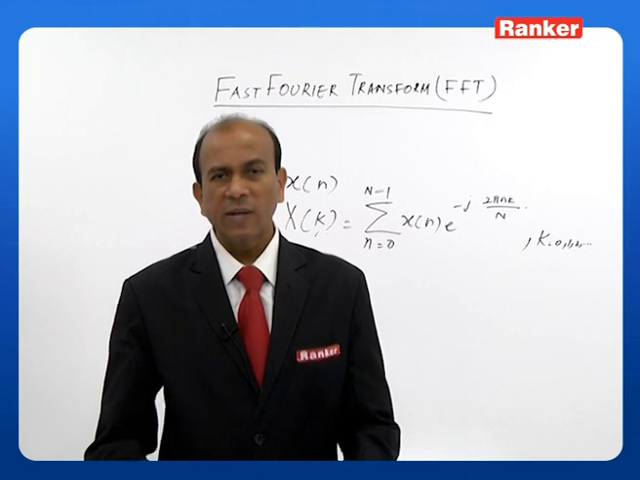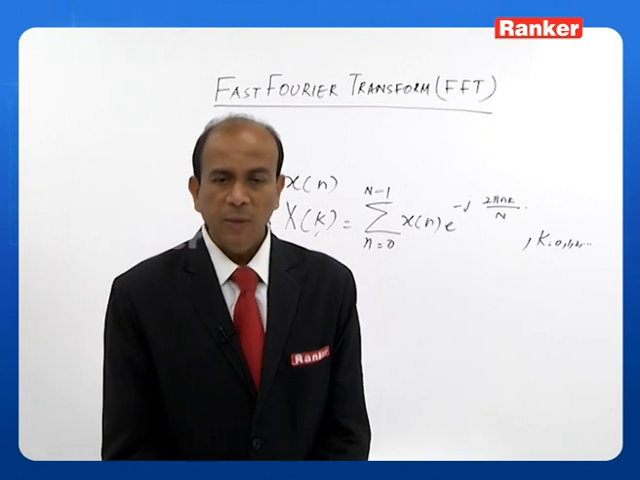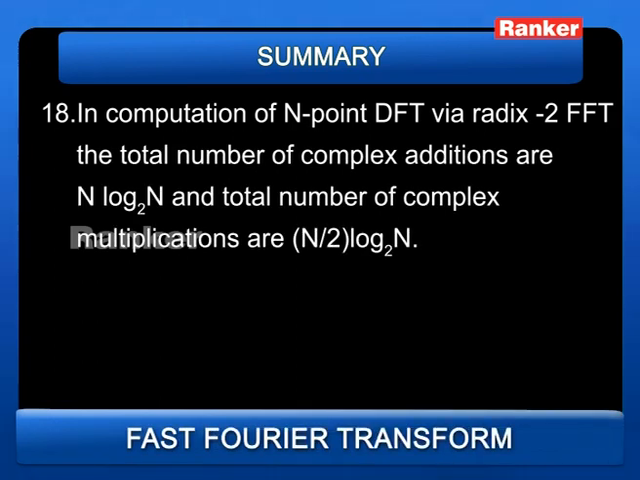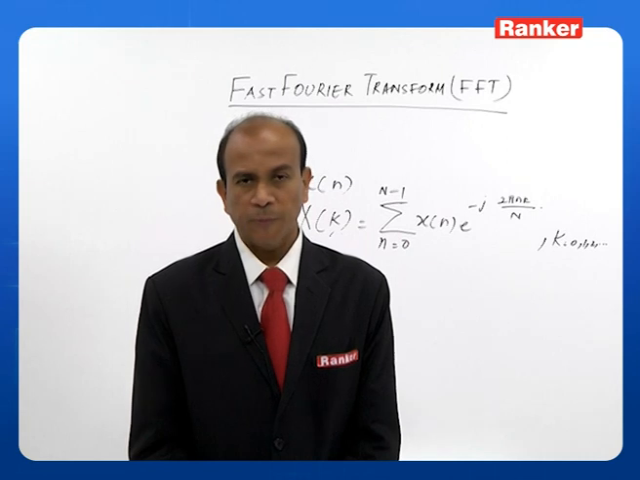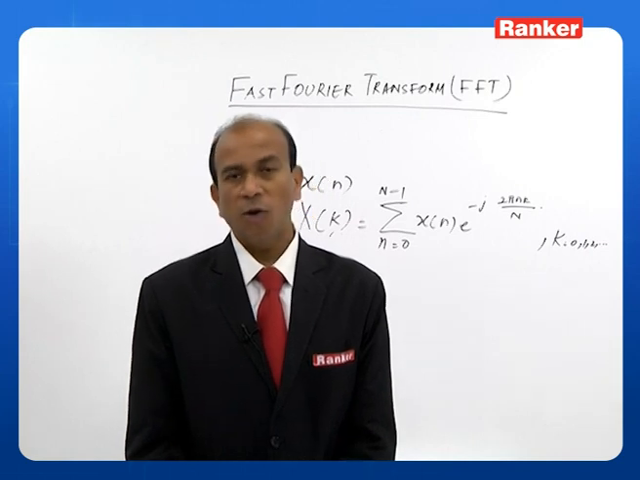When I use an FFT, how does this reduce? So, this is in fact getting reduced when I use an FFT. Let us get a little bit specific here. The 18th point says, in computation of an n-point DFT via radix 2 FFT, the total number of complex additions is n log n to the base 2, and the total number of complex multiplications is n by 2 log n to the base 2. So, see what I am doing: the complex additions, which are n into n minus 1, are now reduced to just n log n to the base 2, and complex multiplications, n into n, are now reduced to n by 2 into log n to the base 2.